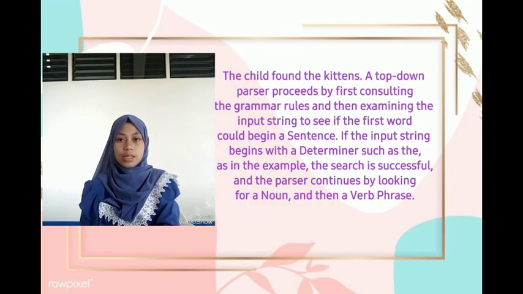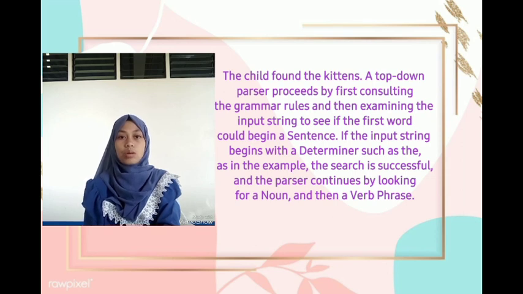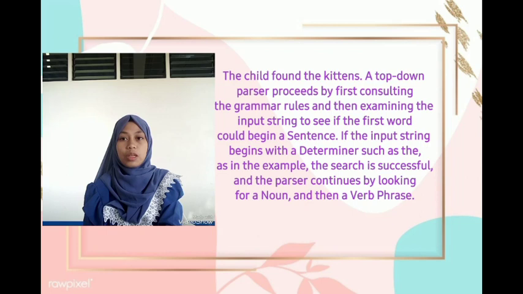The top-down parser proceeds by first consulting the grammar rules and then examining the input stream to see if the first word would begin a sentence. If the input stream begins with a determiner, such as the word the, as in the example, the search is successful and the parser continues by looking for the noun and then the verb phrase. But if the input stream happens to be child found the kitten, the parser would be unable to assign a structure owing to the missing determiner and would report that the sentence is ungrammatical.